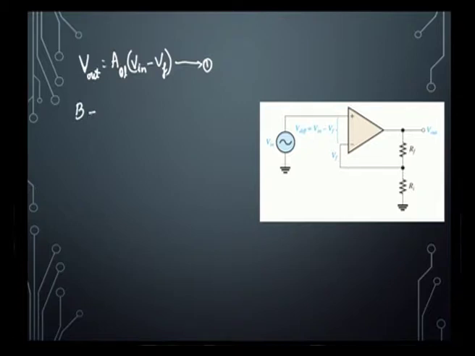This is the first equation that we found, and we also know the attenuation factor will be there, represented by B. For the feedback circuit, the attenuation component B will be Ri divided by Ri plus Rf.